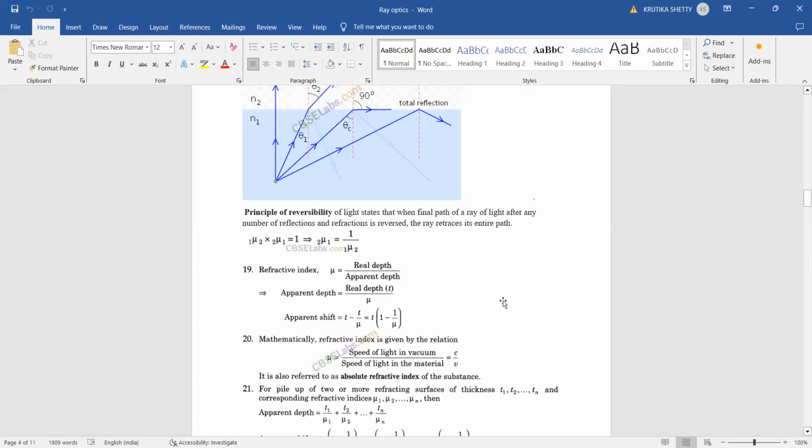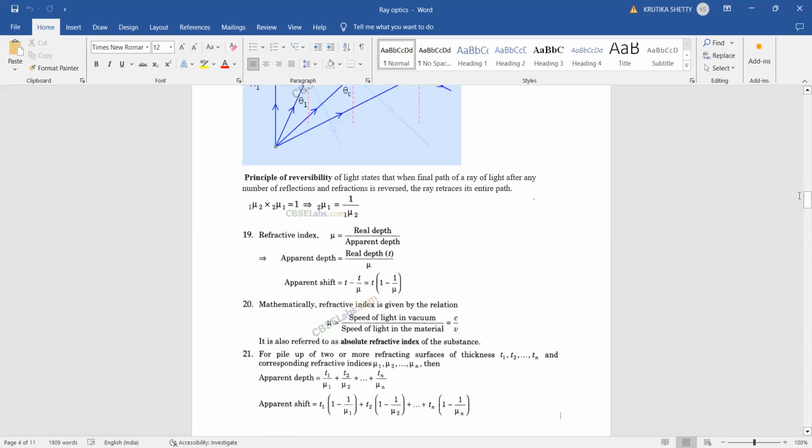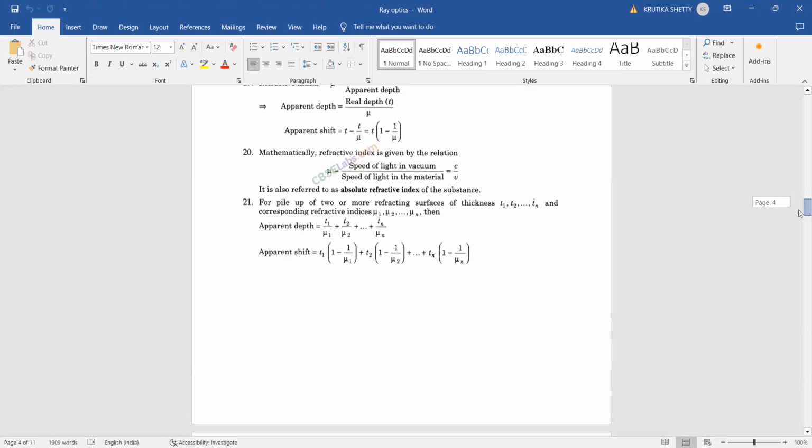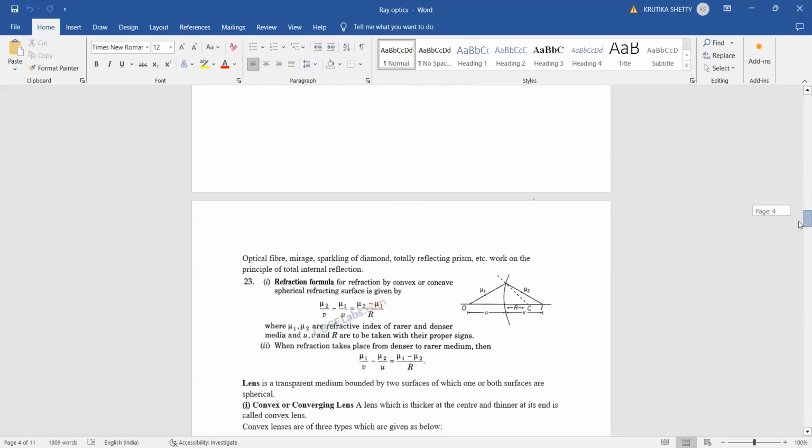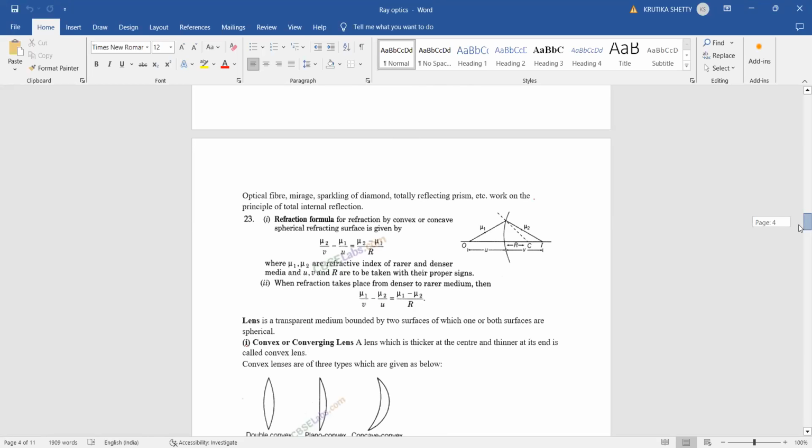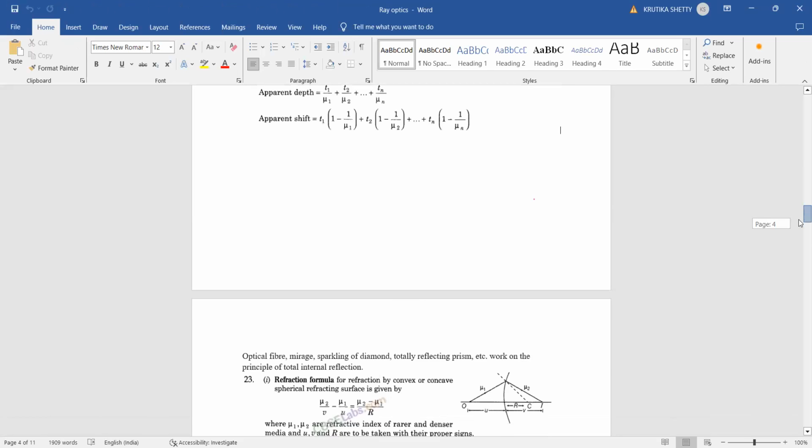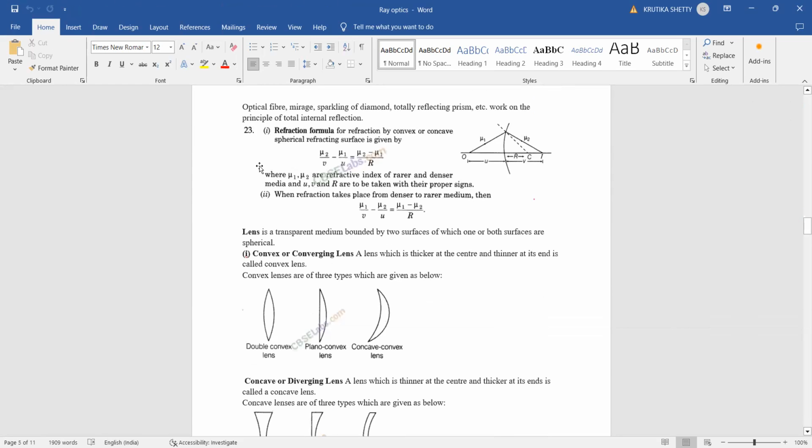So refractive index, this point we have already discussed. Here we have the relative refractive index, which with respect to the two media, we will just define it. Then here we have the refraction formula. We are not deriving this. We are just going through the formula here.